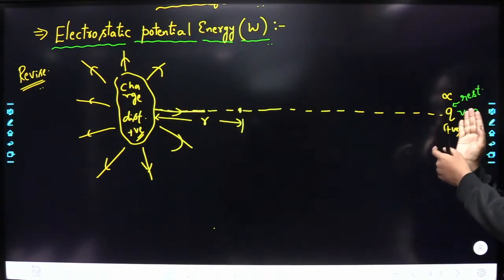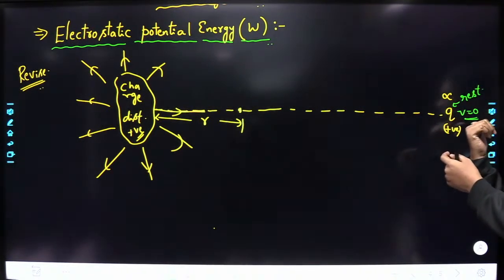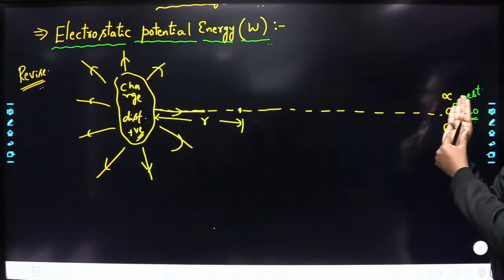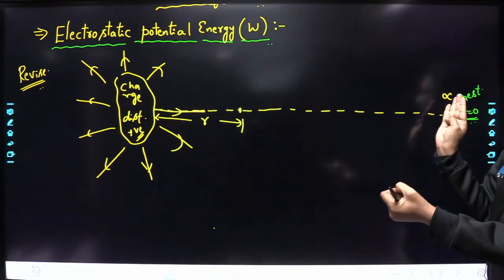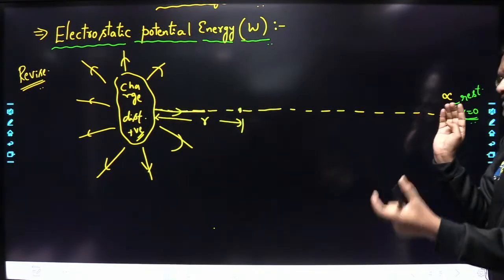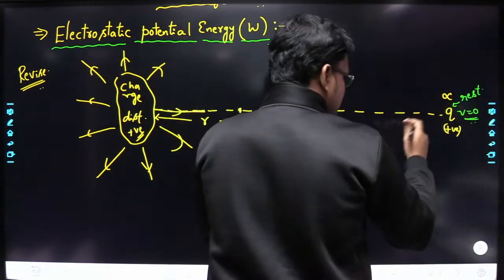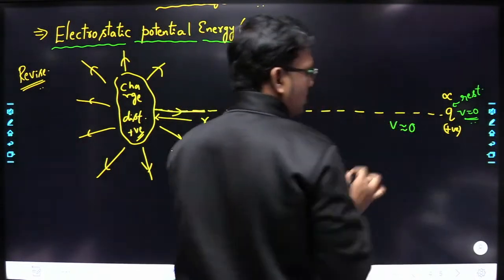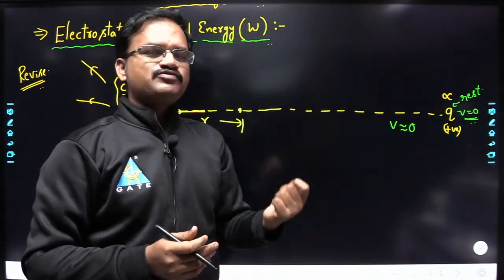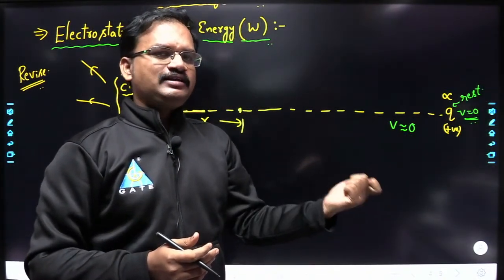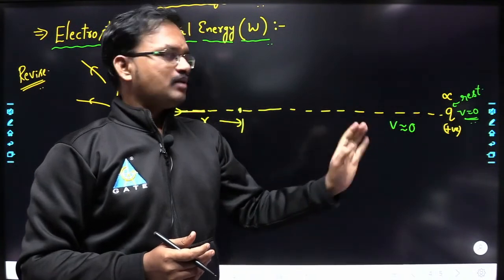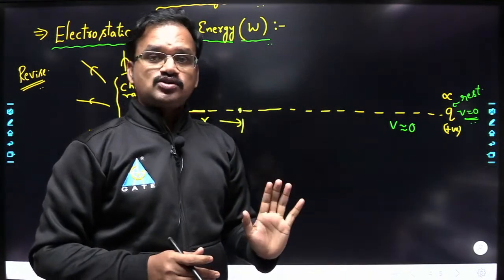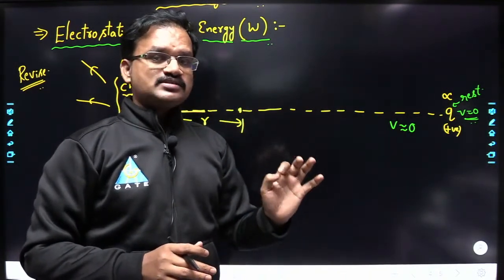Since the velocity here is 0, I will slowly move this charge here. I will move this charge very slowly such that I can consider the velocity of this charge is approximately equal to 0. It is slightly greater than 0, that's it. Understood? But I can approximate that the velocity is equal to 0.